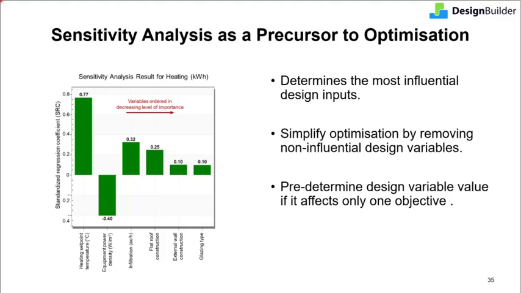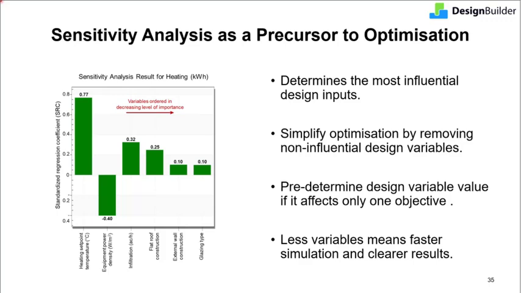If the variable is influential for only one of the objectives, its value can also be predetermined and that variable can be removed from the optimization. Therefore, if focusing only on important variables, then the optimization results are cleaner, quicker, and easily understandable. Let's see how this applies to our recent case study.